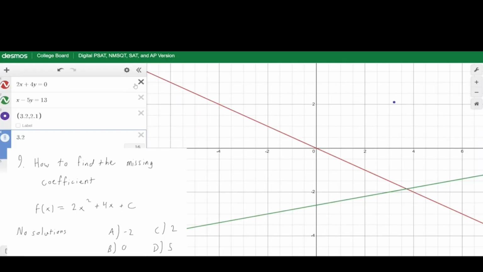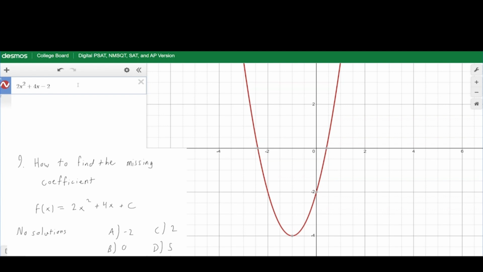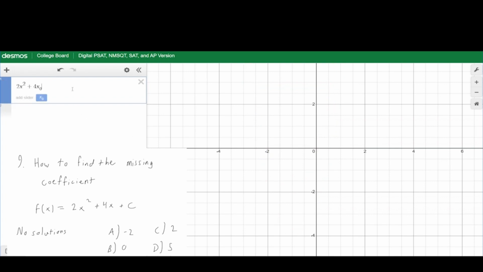First, there's a couple ways you can do this, so I'll show you the way I would probably recommend doing it because it's easier. 2x squared plus 4x, and instead of writing plus c, just one at a time we're going to put the different solutions in. Like for instance, here's c equals -2, which was answer choice A. We see here that this has two solutions, here and here, so that can't be right. So then you kind of just go down the list. Next is plus 0, where answer choice B was 0. Again, there's two solutions.